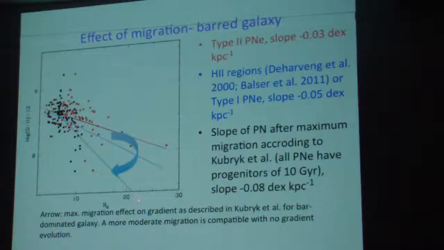Of course, we don't expect this to happen. This is the extreme case where planetary nebulae have migrated to the maximum possible extent, assuming a super strong bar in the galaxy. So this is my extreme situation, but I wanted just to show that in order to compare gradients, you might also need to take into account migration, and then what you have inferred without migration might not hold anymore.